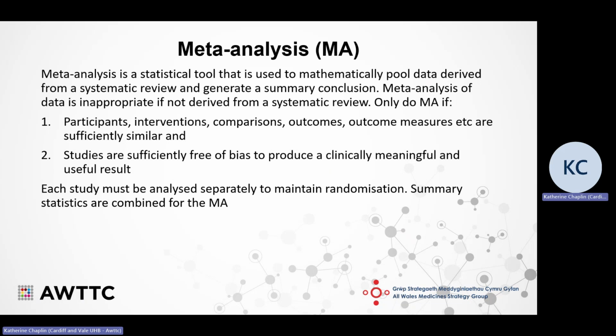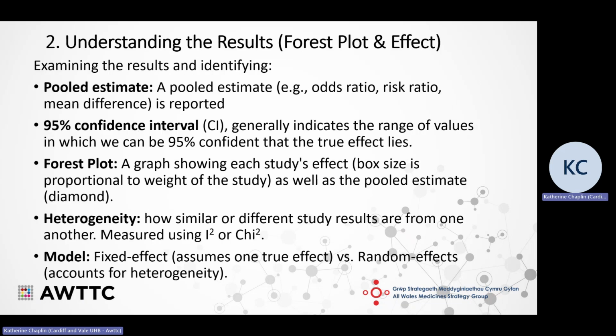The summary statistics from each study are combined for the meta-analysis. Key components of reporting a meta-analysis are a pooled estimate. For example, this could be an odds ratio, risk ratio, or mean difference. Confidence intervals, generally 95%, indicate the range of values in which we are 95% confident the true value lies. A forest plot is a graph showing each study's effect and confidence interval, as well as the pooled estimate.